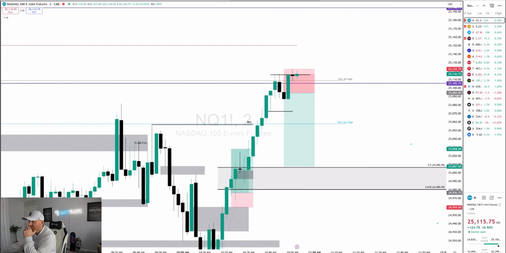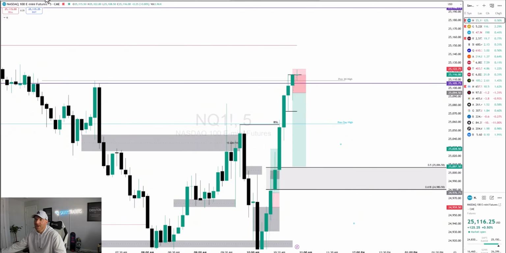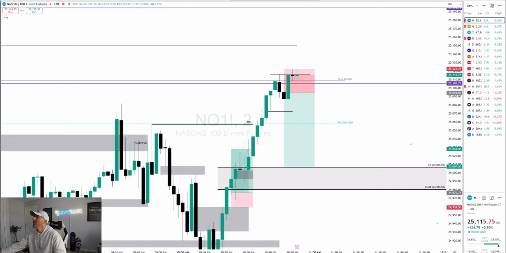Just see how this next 2-minute candle closes. Or look at the 5-minute too, right? Oh yeah, we did get that 5-minute close above it. Yeah. I'm flipping.